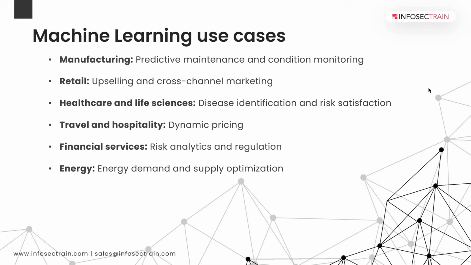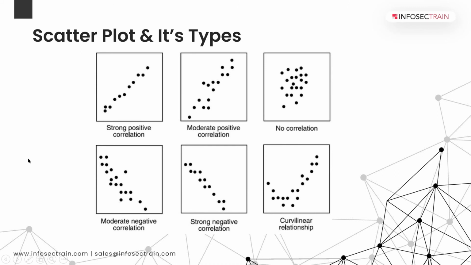So with the help of anomaly detection, we are able to detect those kinds of frauds. Yes, definitely we are using machine learning in cyber security. Now, let's talk about the regression analysis.